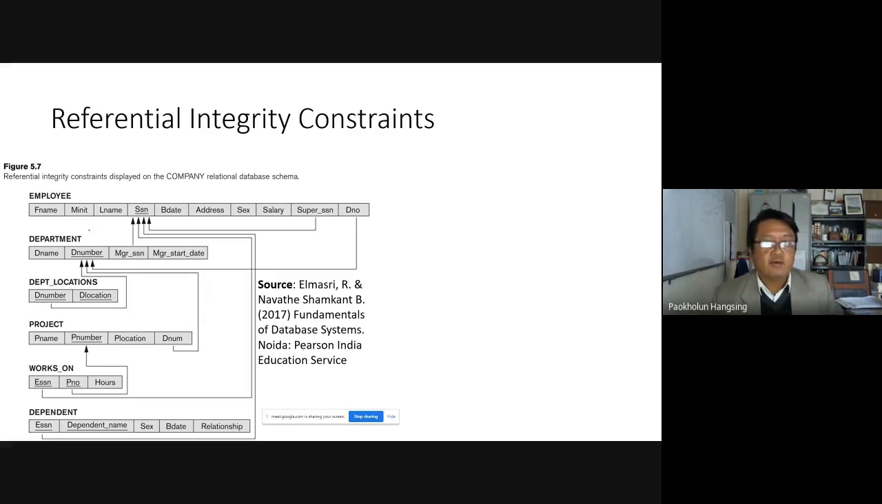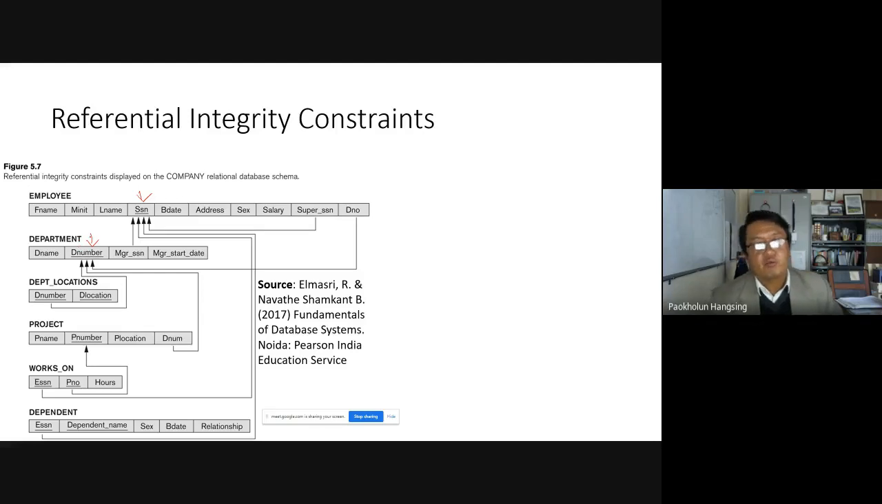Here, as I said earlier, SSN is the primary key of the relation employee, and the primary key of the relation department is D number. Both of them are primary keys. Therefore, SSN is underlined in the employee relation because it is the primary key of the employee relation, and D number is underlined because it is the primary key of the department relation.